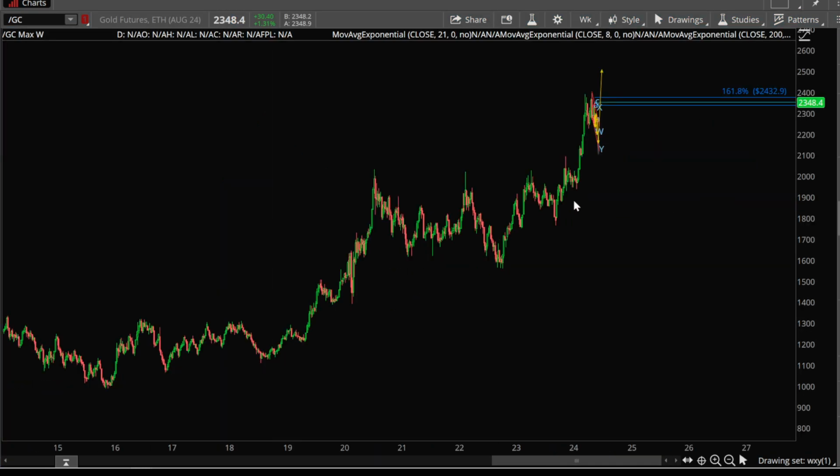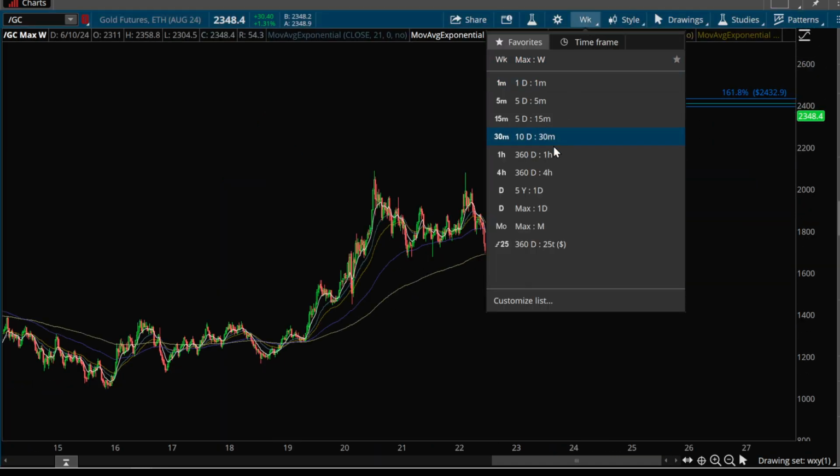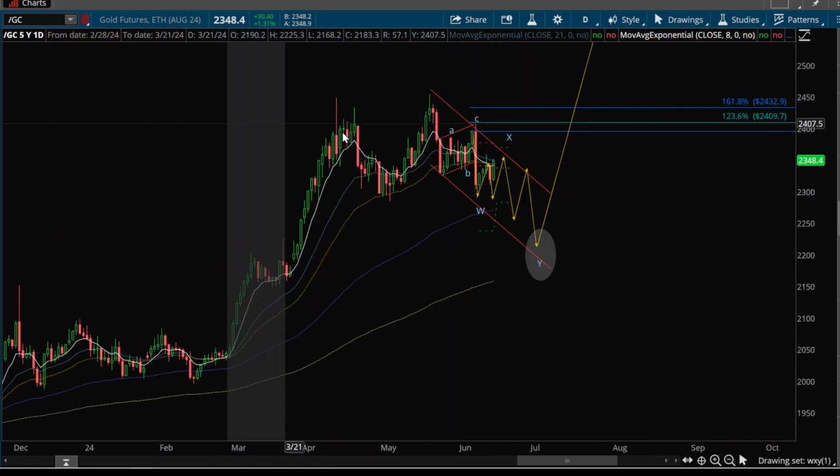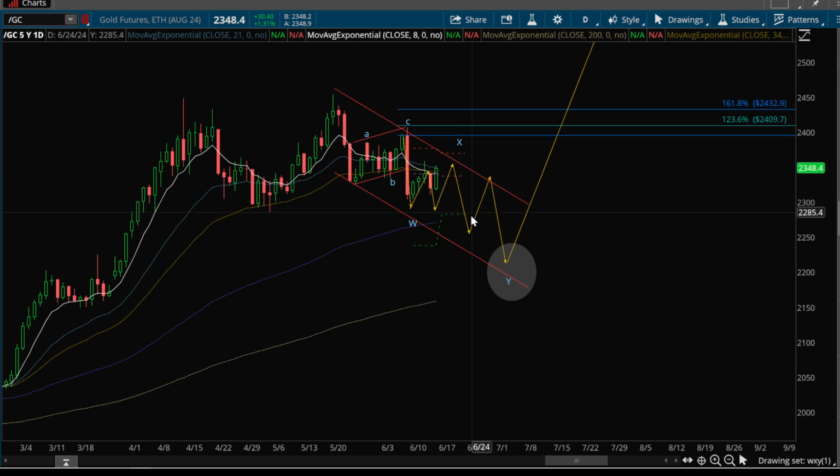Gold. You're still just correcting. We labeled this WXY out, and we're looking for corrections. We started labeling this back here on top of this A wave, A, B, C. So I think you can look for sell setups.